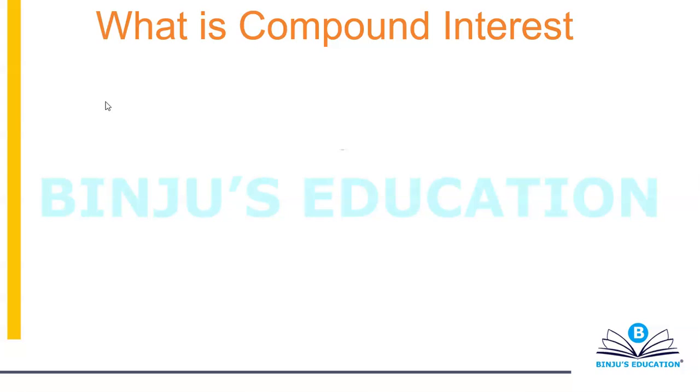How do you differentiate simple interest and compound interest? What are the similarities? What are the dissimilarities? Okay, let's start with the definition.